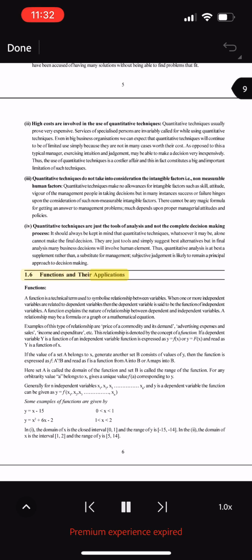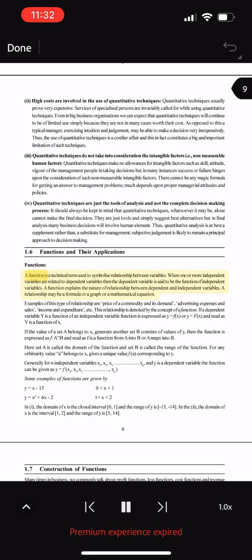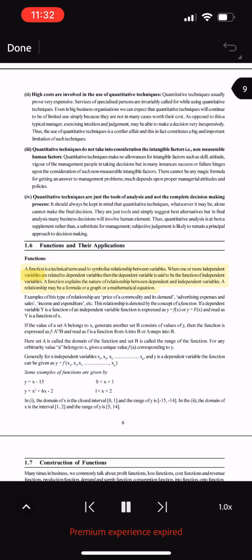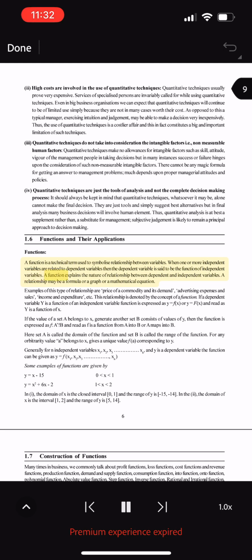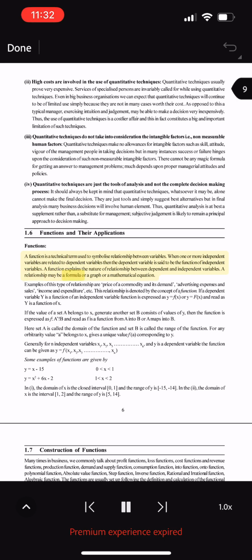1.6 Functions and their applications. Functions. A function is a technical term used to symbolize the relationship between variables. When one or more independent variables are related to a dependent variable, then the dependent variable is said to be a function of the independent variables. A function explains the nature of the relationship between dependent and independent variables. A relationship may be a formula or a graph or a mathematical equation.